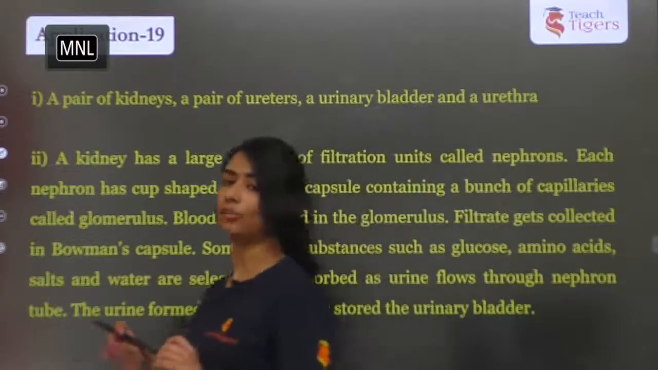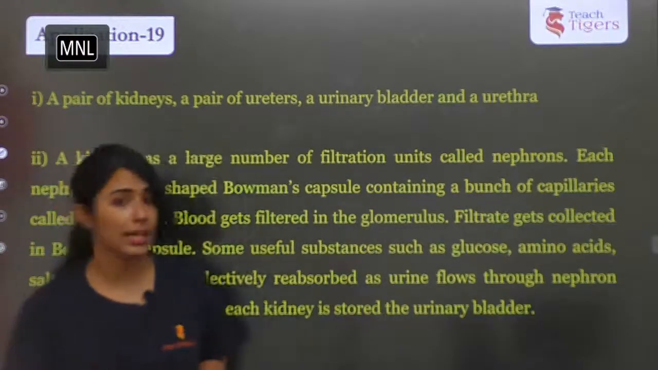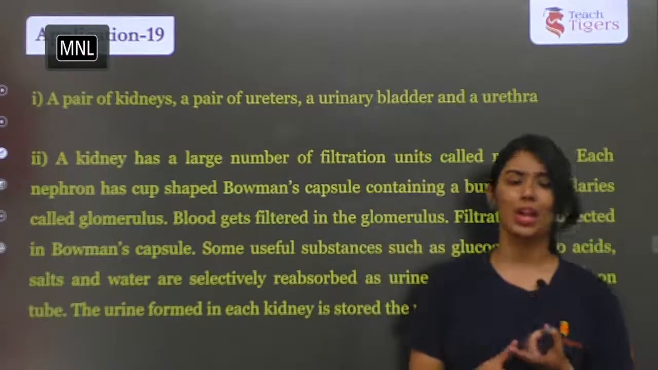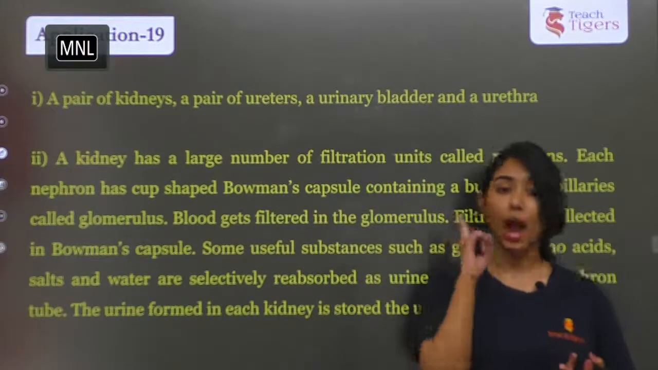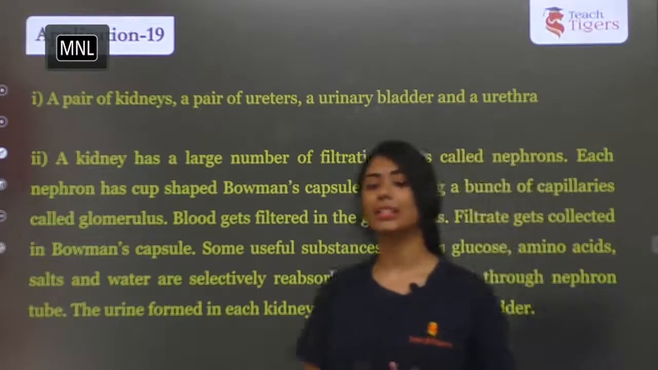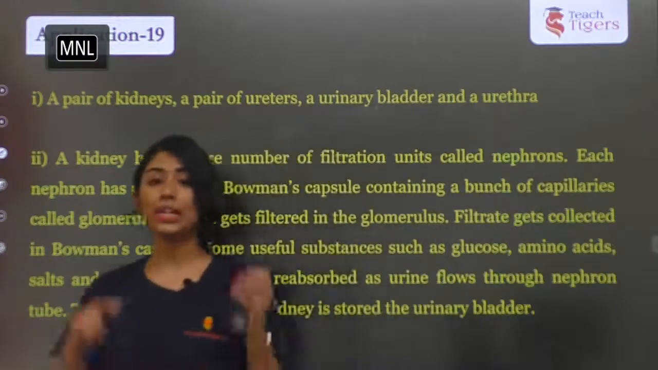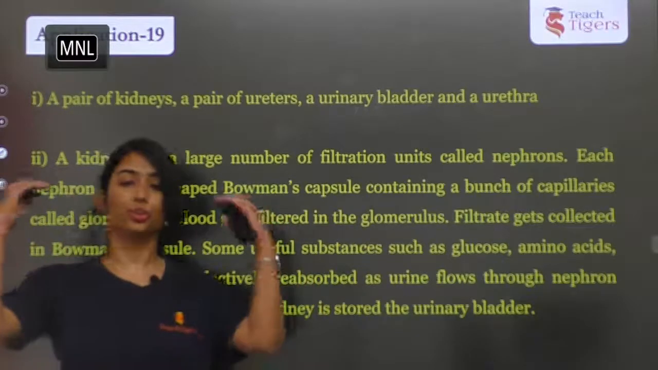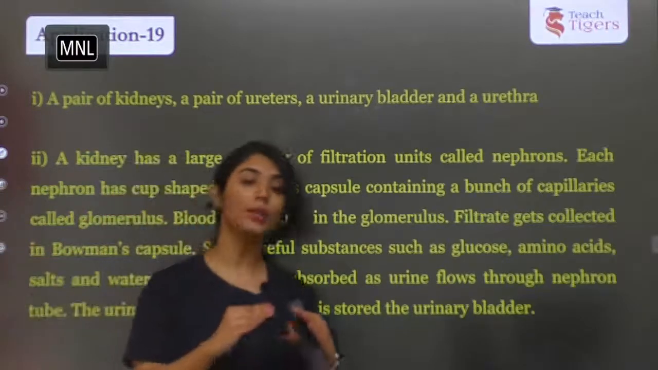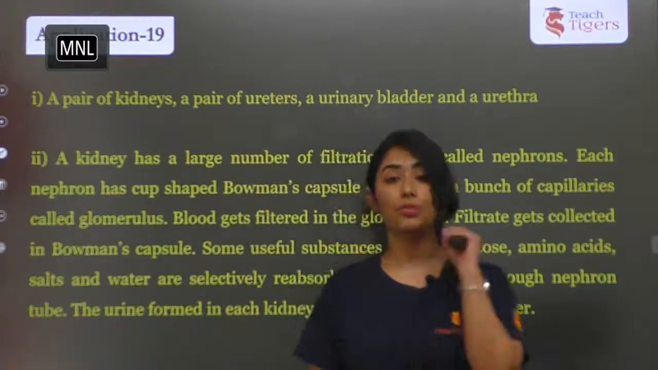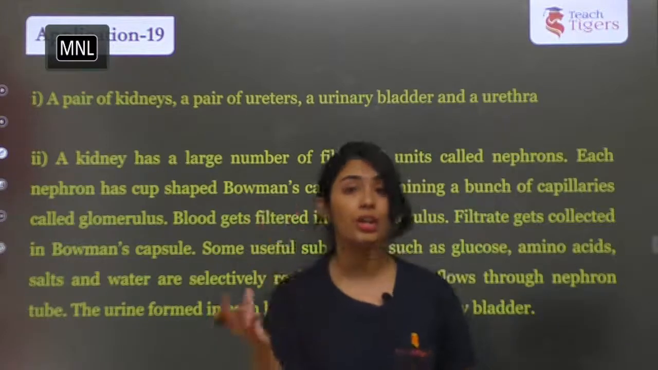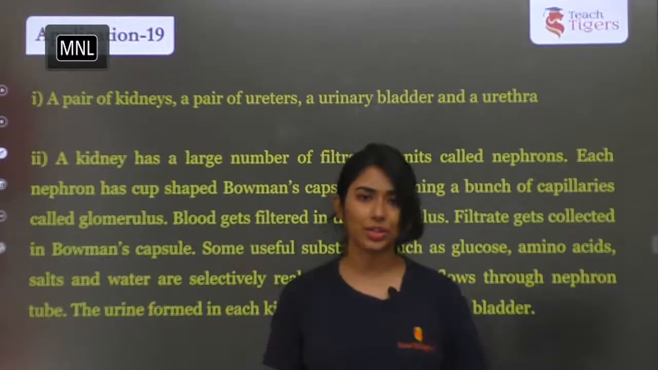So what are the parts of the excretory system in human beings? The excretory system in human beings has a pair of kidneys, a pair of ureters, only one urinary bladder, and the urethra. Okay, so kidneys are where the urine will be formed, then it will be carried through the ureters into the urinary bladder. Urinary bladder is where the urine will be stored, and from there the urine will be released through the urethra. Urethra is the opening of the excretory system.